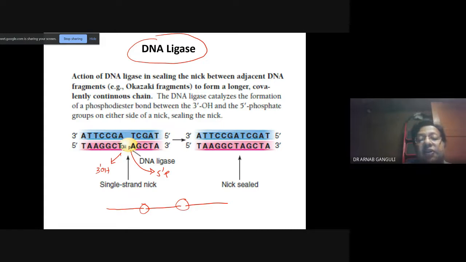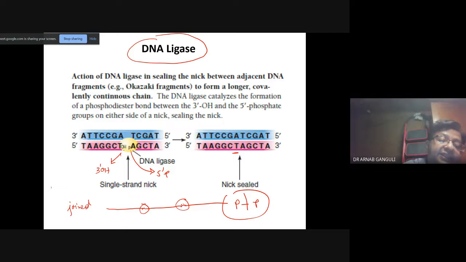There is this nick over here. This DNA ligase uses ATP, and these little joints are attached. The phosphate bonds are attached, joined. Nicks are joined. And this is the function of this DNA ligase.